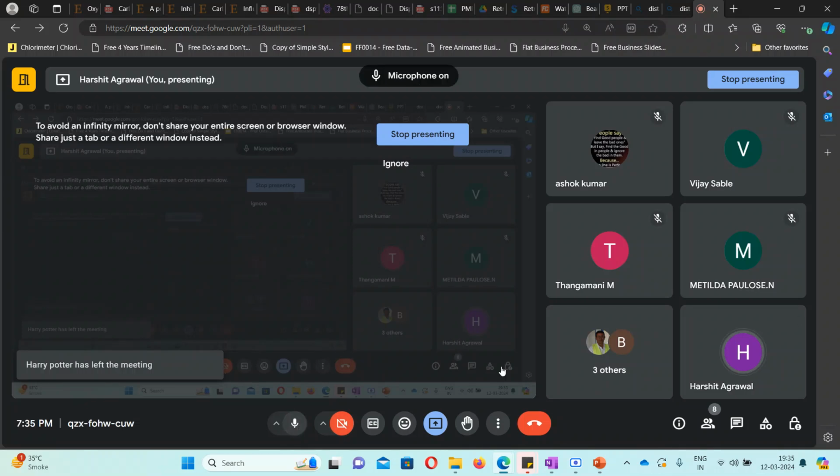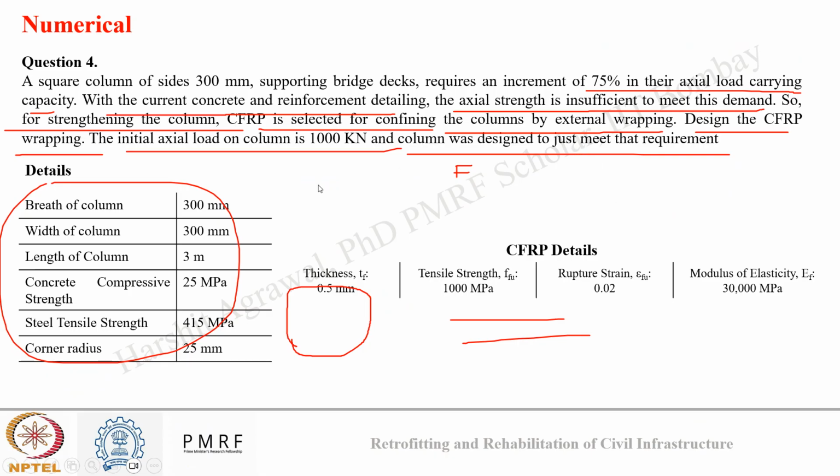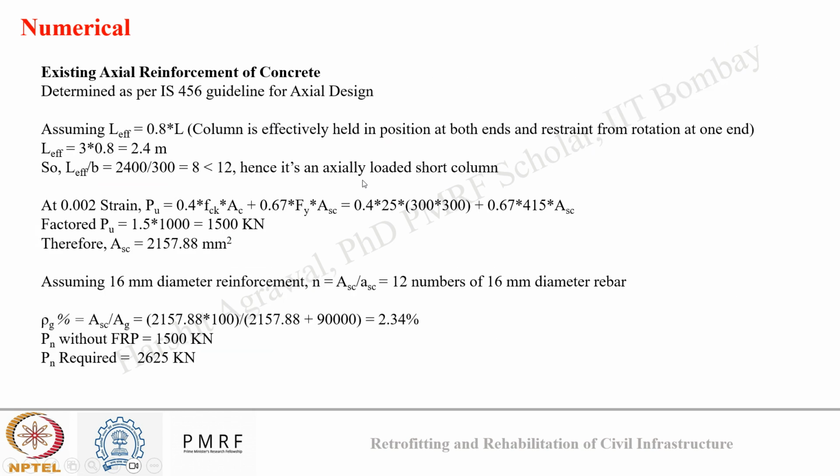Okay, let's see the solution now. So we know the initial condition. The column dimensions we know, compressive strength of concrete we know, steel strength we know, and the corner radius we know. We know the detail of CFRP, and we know how much increment in axial load is happening. So initial axial load was 1000 kilonewton. So existing axial reinforcement of concrete we can calculate. This is as per IS 456 guideline.